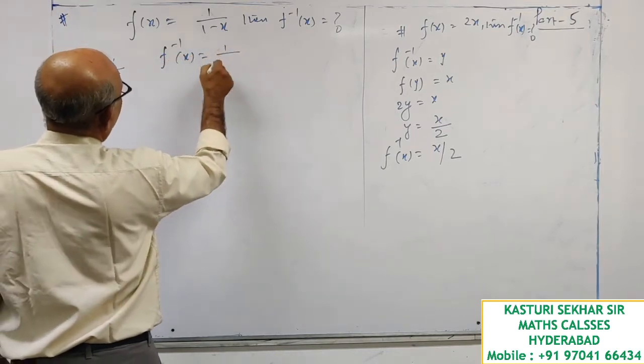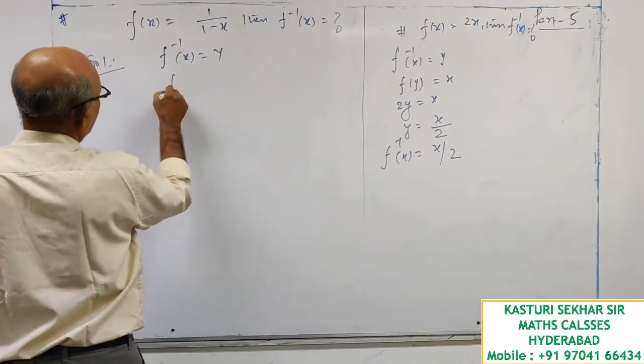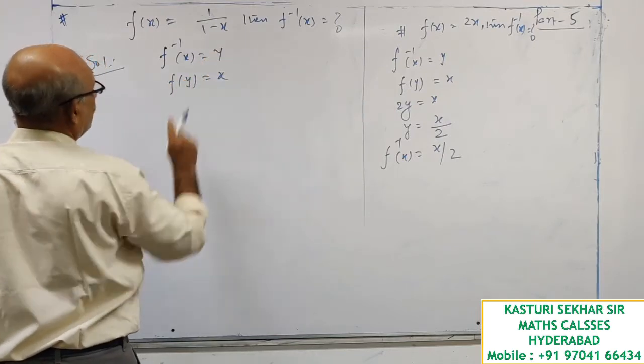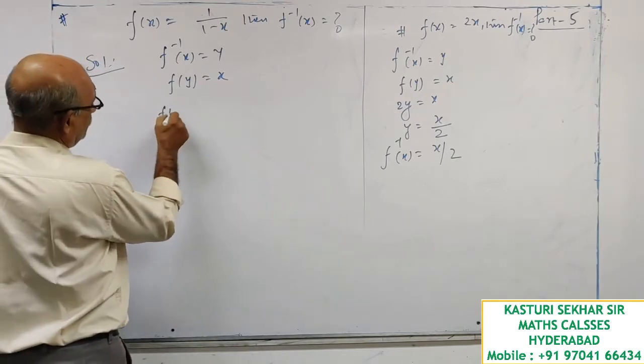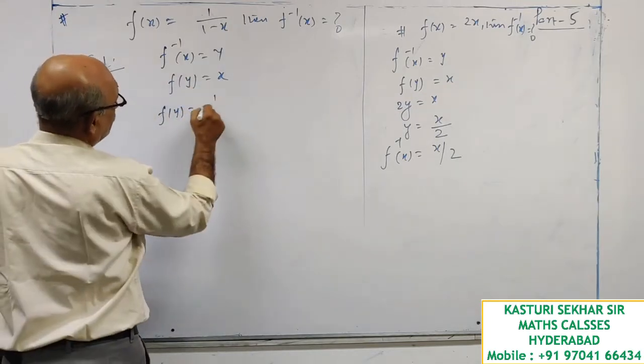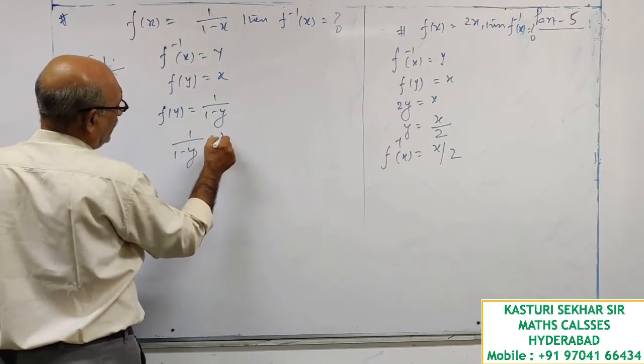Let f inverse x be y. Then f of y is equal to x. After this, x is replaced with y in the given function: 1 by 1 minus y. 1 by 1 minus y is x.